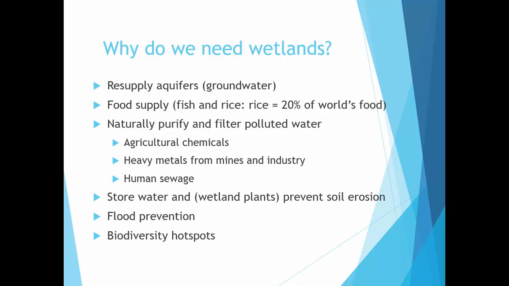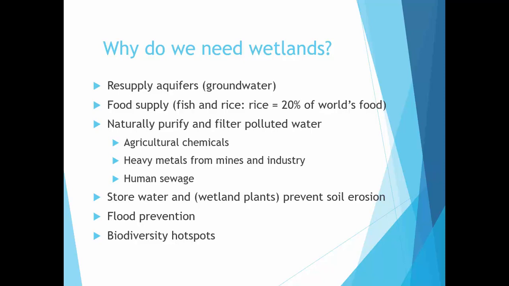So when water is flowing off of a field into a wetland, that can help get rid of some of the phosphorus, for example, or nitrogen, excess nutrients that are in the runoff water. It also can help remove heavy metals from mines and other industries, and it can help to purify and filter human sewage. And that's especially important in countries where they don't have great systems for containing sewage to keep it from getting into natural waters that are then used for consumption.